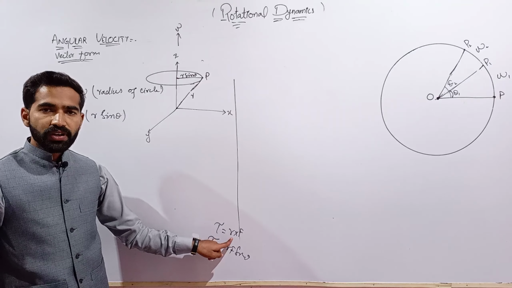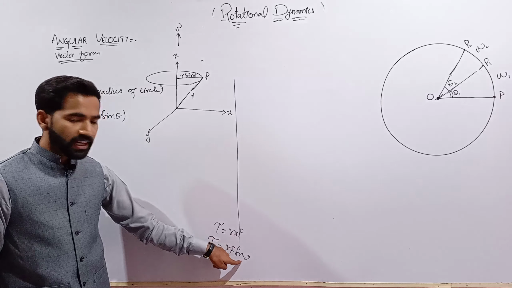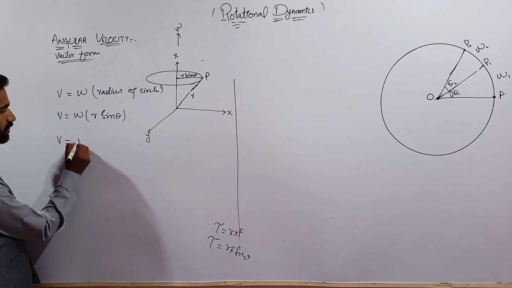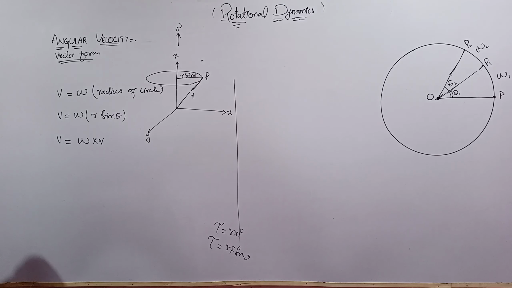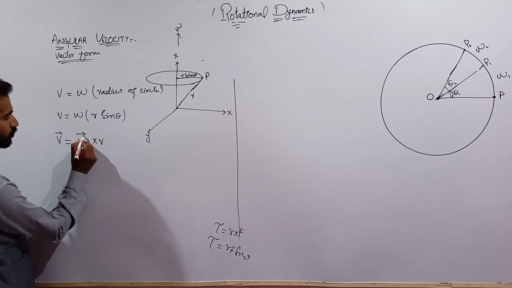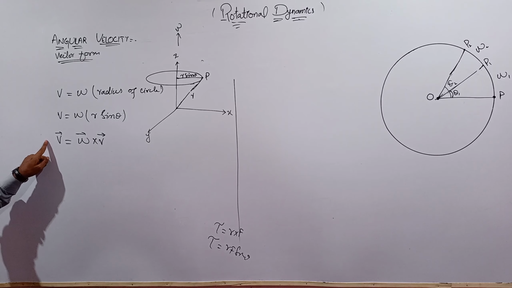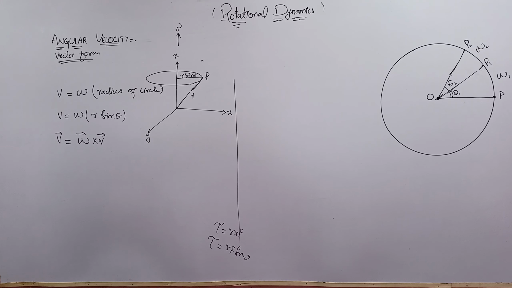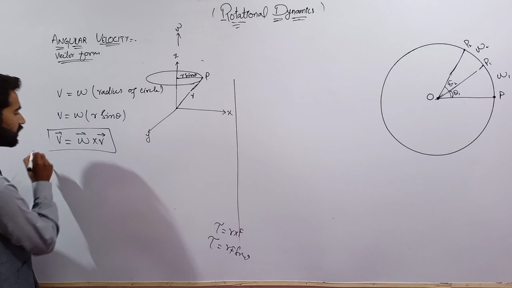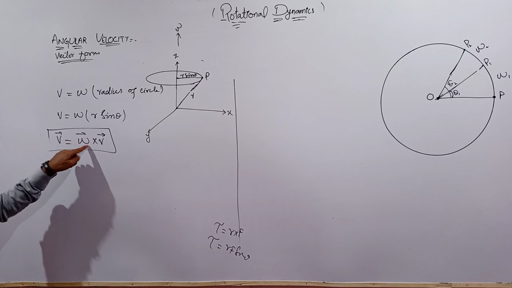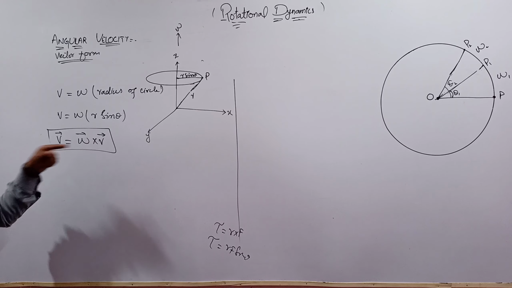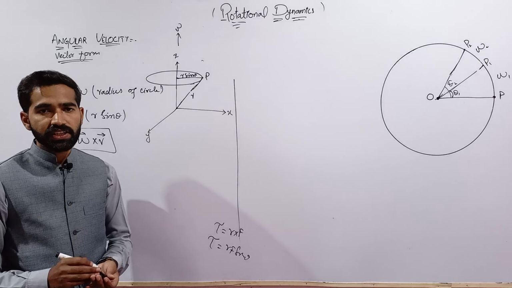When the cross product is opened, we get sine theta, so these equations can be written in vector form as v is equal to omega cross r. Here v is linear velocity, omega is angular velocity, and r is the position vector. This equation represents the relation between linear velocity and angular velocity.